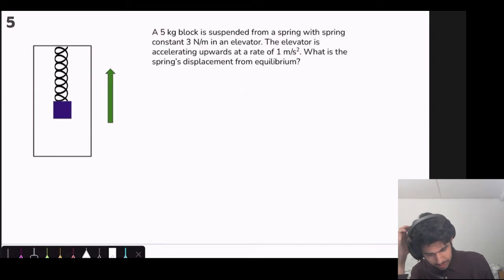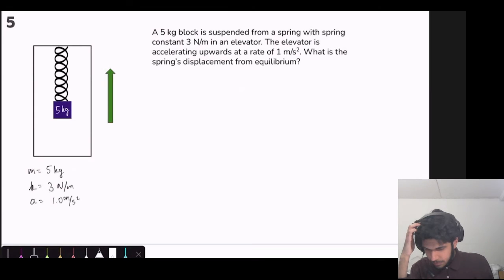So we know that this is 5 kilograms, so let's just write that. We have mass is equal to 5 kilograms. We're given that the spring constant k is equal to 3 newtons per meter. And the acceleration is equal to 1.0 meters per second squared.